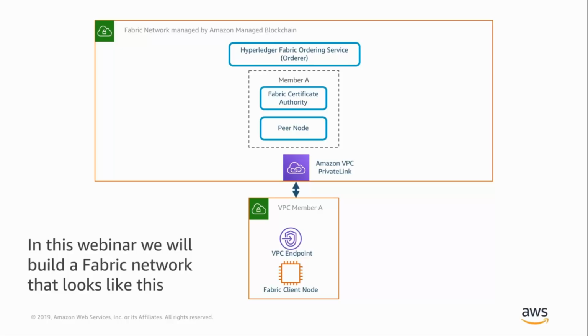And in your account, you will have a Fabric client node. A Fabric client node is very simply an EC2 instance that runs the Fabric tools command line interface, and you will use that to interact with your Fabric network. So from that Fabric client node, you can connect via the VPC endpoint to the peer node, the certificate authority, and the ordering service inside the Amazon Managed Blockchain network.